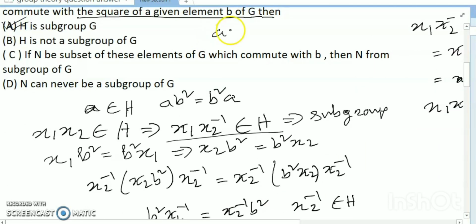Property of subgroup means a inverse also belongs to H. This is the property of the subgroup, then H is a subgroup of G. So H is not a subgroup, this portion is wrong. Let N be a subset of the elements of G which commute with B, then N forms a subgroup of G.